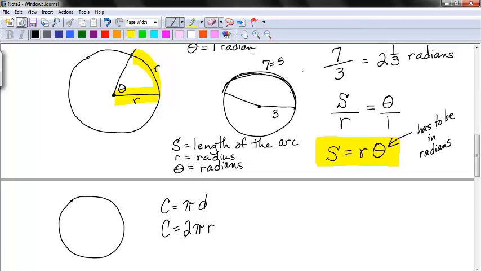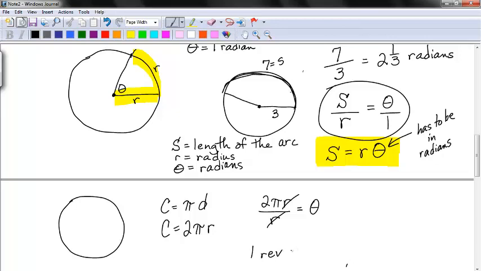If we go back up to this formula up here, for every circle, the outside circumference would be 2 pi r, and if I divide it by r, the r's divide out, and the angle would be equal to 2 pi. So all the way around once on a circle, in terms of radians, is 2 pi radians. That is your theta. So 1 revolution all the way around is 2 pi radians.